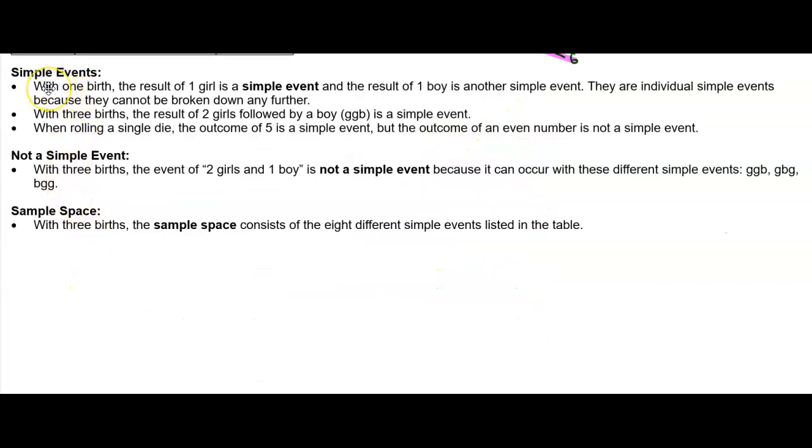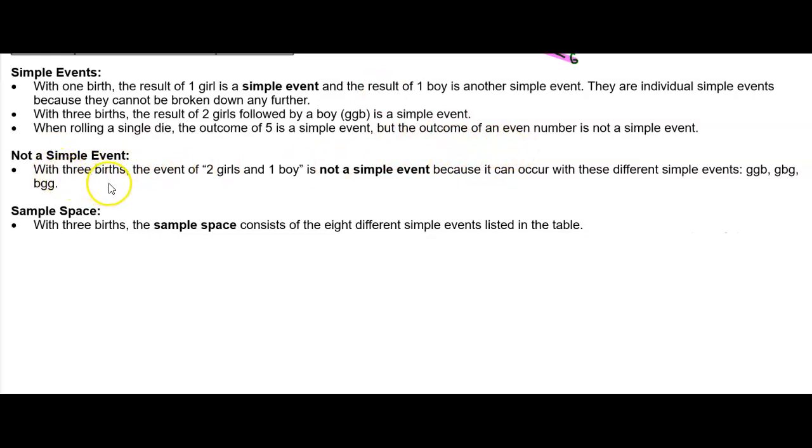Now let's discuss this a little further here. Now, the simple events. With 1 birth, the result of 1 girl is a simple event, and the result of 1 boy is another simple event. They are individual simple events because they cannot be broken down any further. Now, with 3 births, the result of 2 girls followed by a boy, such as girl, girl, boy, is a simple event. Now, when rolling a single die, the outcome of 5 is a simple event, but the outcome of an even number is not a simple event.